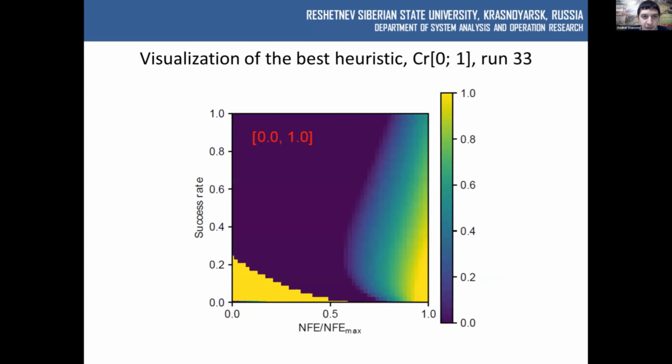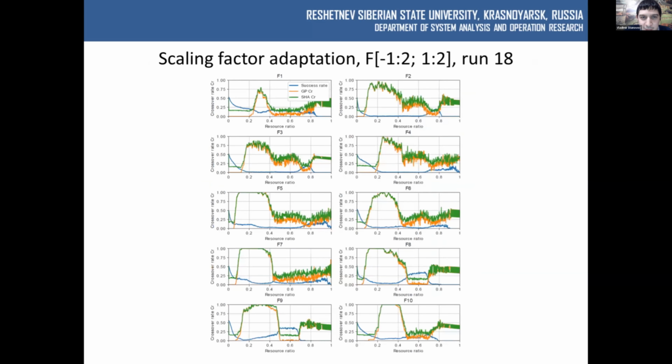Okay, this is interesting. How do these heuristics work? Well, something like this. I know this doesn't tell a lot, but at the beginning of the search, you should set CR to a big value, and it also depends on success rate somehow. But in practice, it looks like this.